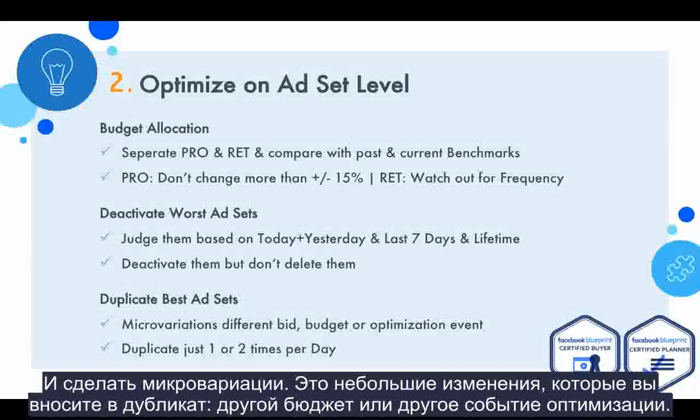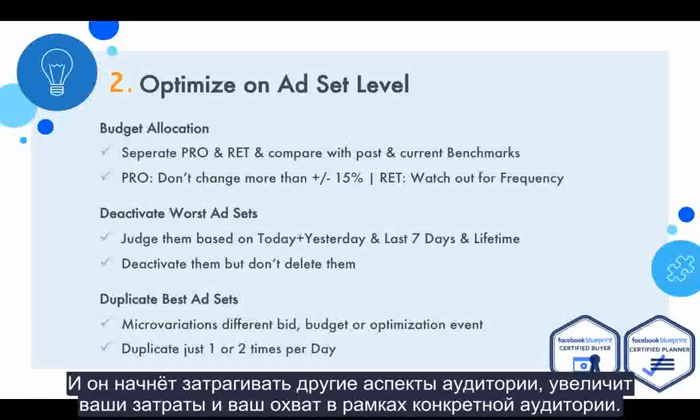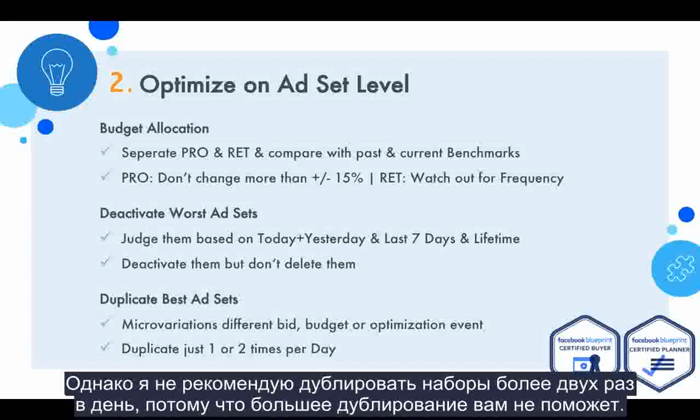Micro variation means that you change something in the duplicate. For example, you give it a different bid, a different budget or a different optimization event, and therefore the algorithm would start at another point of the audience, and it will give you more spend and more reach within this specific audience. However, I also recommend to not duplicate more than 1 or 2 times per day, because more duplicates won't help you.